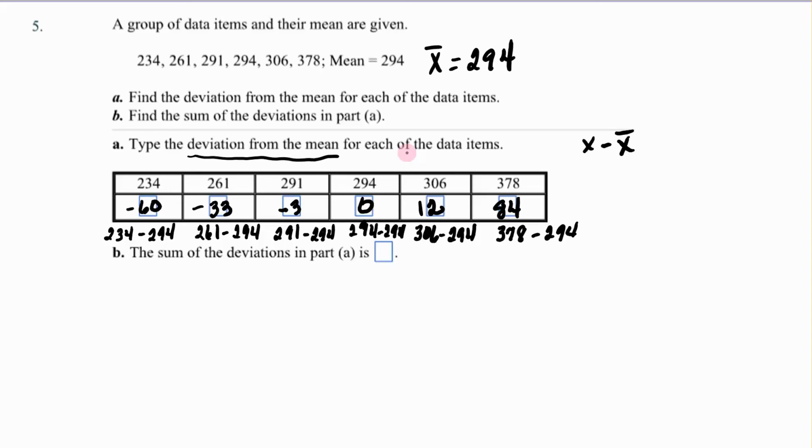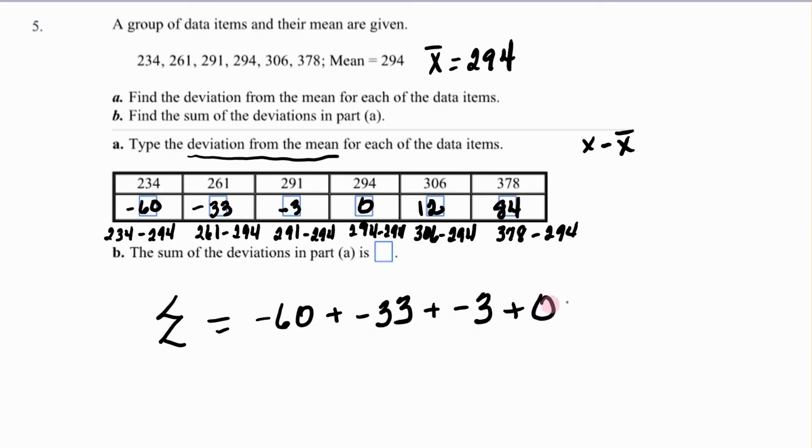And I promise this all is leading somewhere. The sum of the deviations is negative 60 plus negative 33 plus negative 3, 0, 12, and 84. And you will get 0 again. Is that a coincidence? Or do we always get 0 for the sum of the deviations from the mean of a group of data? Well, let's try it again.